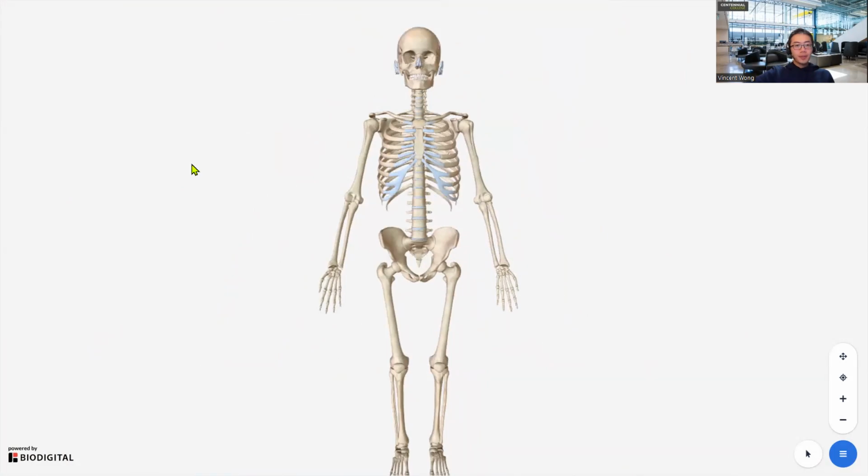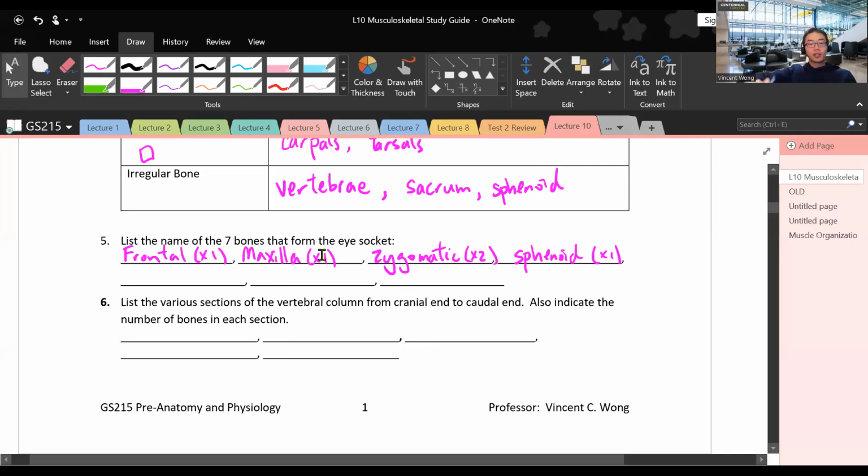Let's go back to here. So we have the one sphenoid bone. Behind the maxilla, for the middle part of your eye socket, we have the lacrimal bone, right? Lacrimal, and we have 2 of them. The tear duct is inside that. We have the ethmoid bone, just 1, and the palatine, also just 1. All right.